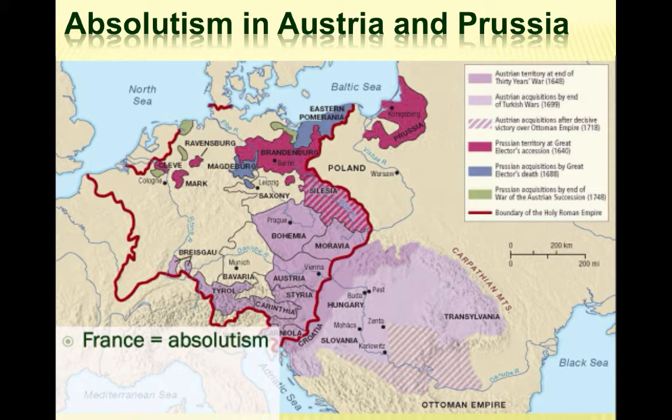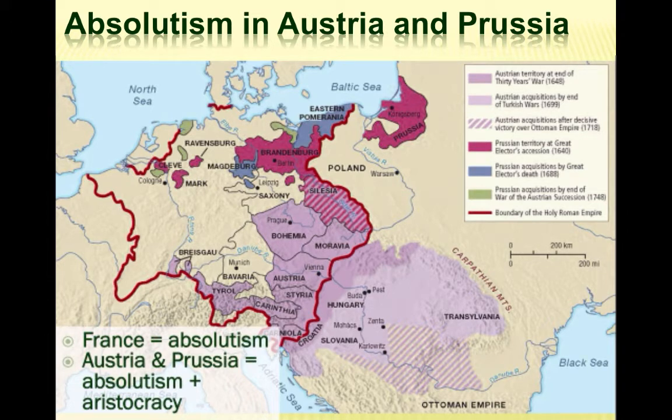In Austria and Prussia, the peasants were mostly serfs, bound to the land they worked on, and since there was no strong middle class, the monarchs relied on powerful nobles to collect the taxes and staff the armies. So these countries displayed a mixture of absolutism and aristocracy.